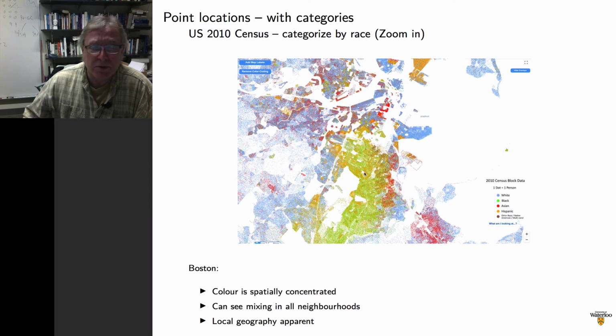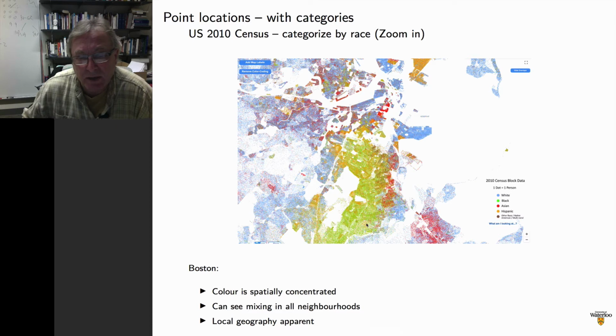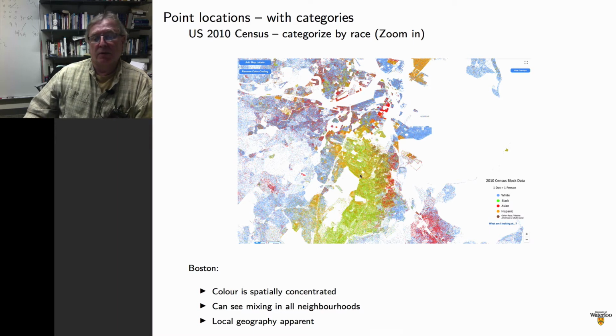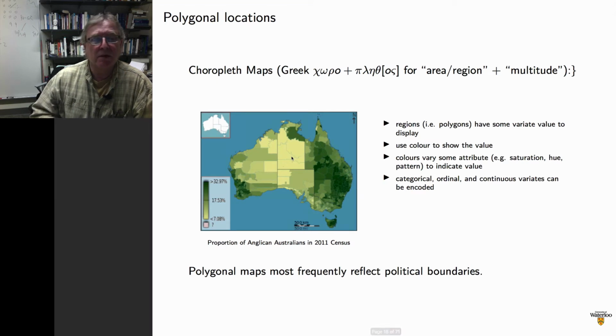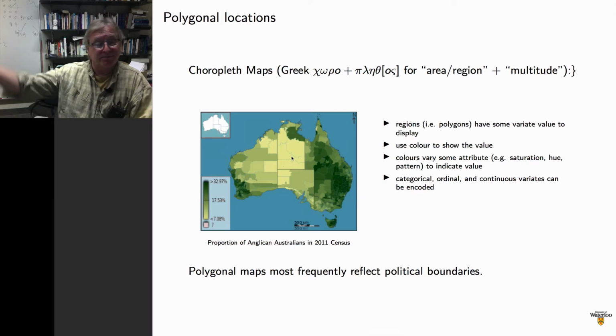And of course, if you zoom in more, you'll see that there's in fact mixing here. You'll see reds with the greens and the oranges and blues and reds. So there's a lot of mixing in any of these areas. So lots of blues and reds here and oranges. So it's quite natural that there'd be a concentration here by different racial groups, but there's also a lot of mixing as well. So those are point locations.